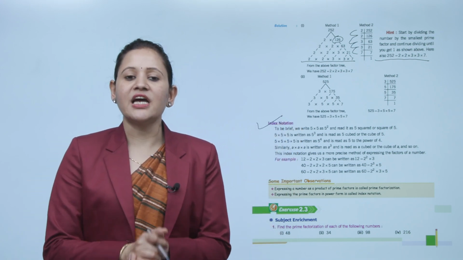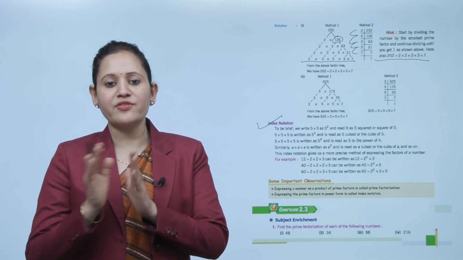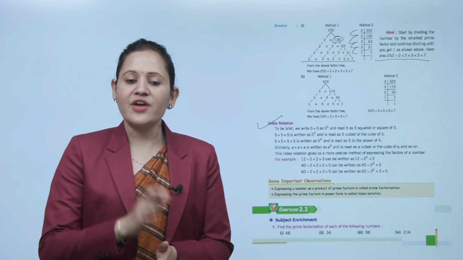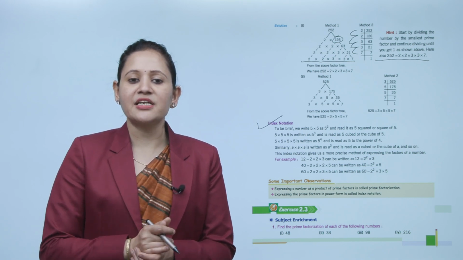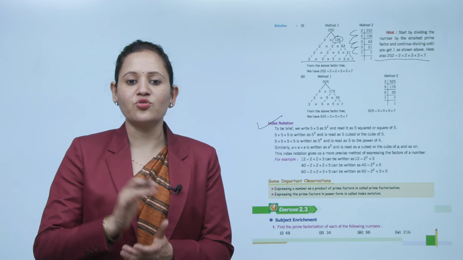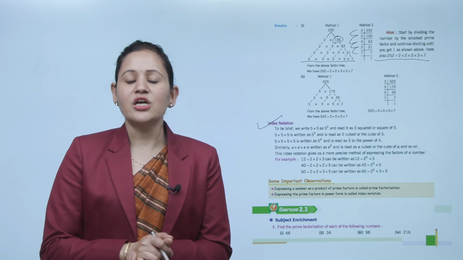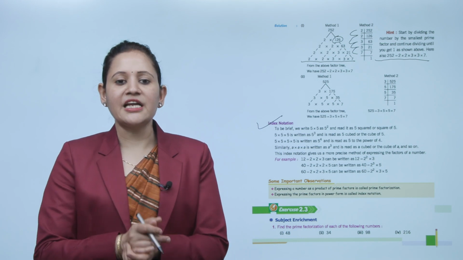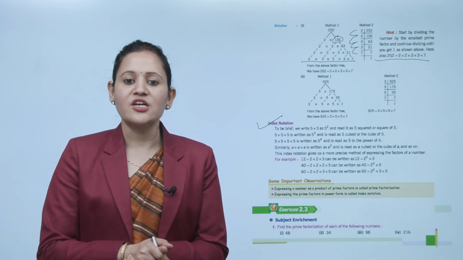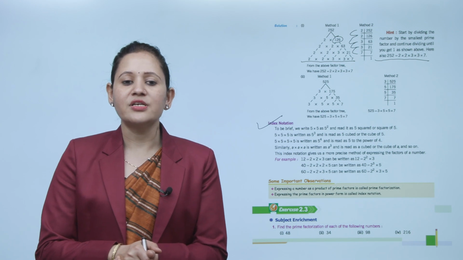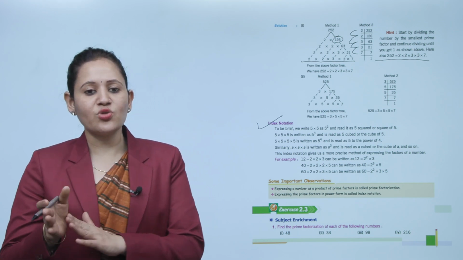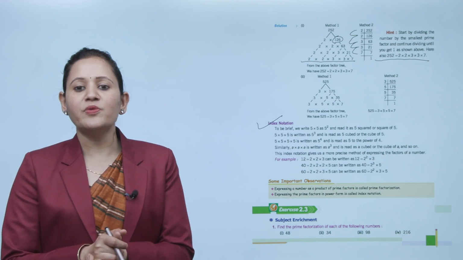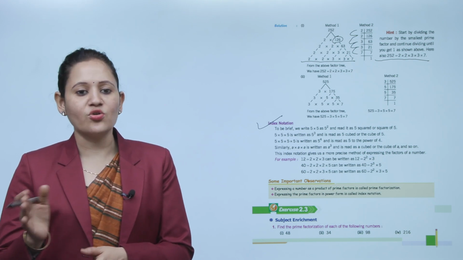To be brief, we write 5 into 5 as 5 to the power 2 and read it as 5 square or square of 5. 5 into 5 into 5 can be written as 5 to the power 3 or 5 cube, read as 5 cube or cube of 5. 5 into 5 into 5 into 5 can be written as 5 to the power 4 and read as 5 to the power of 4. Similarly, a into a into a can be written as a to the power 3 and read as a cubed or cube of a, and so on.